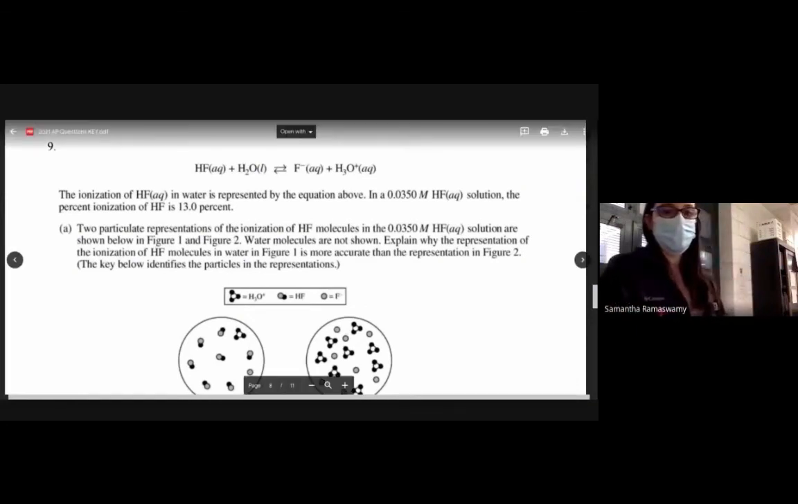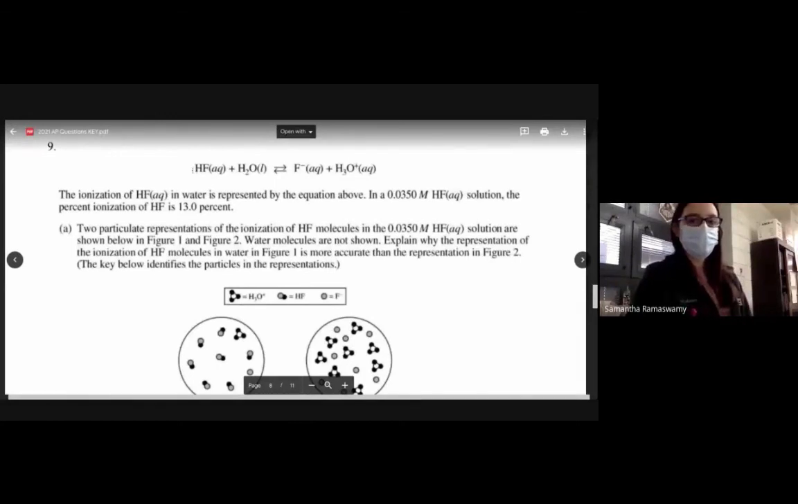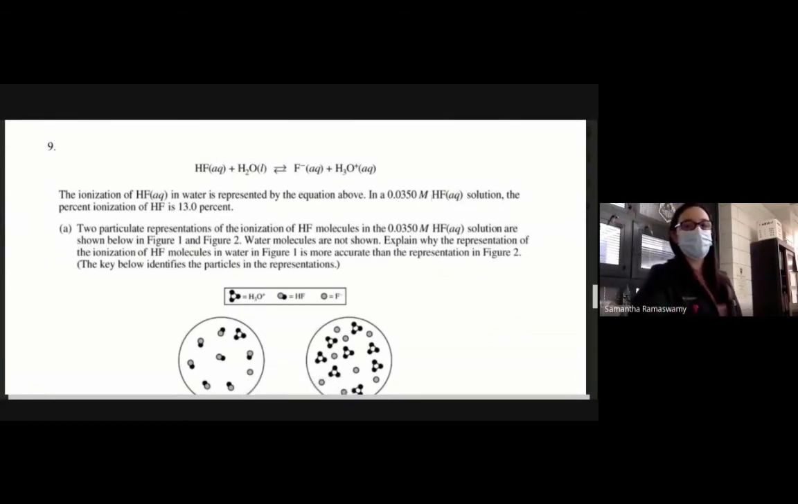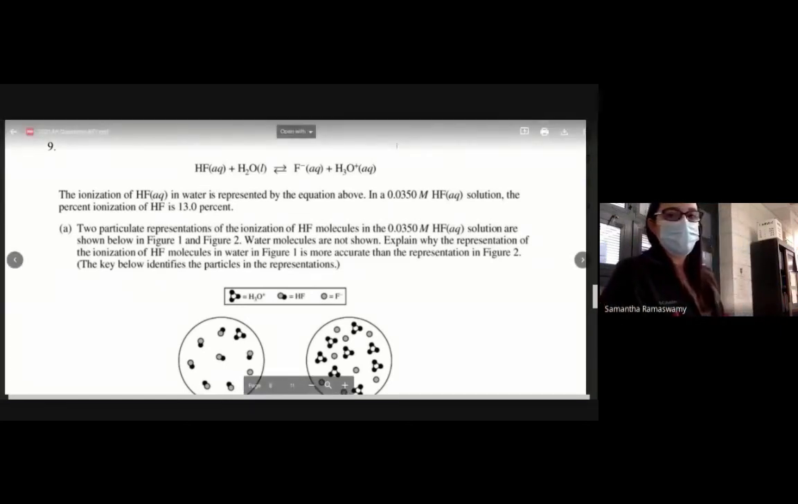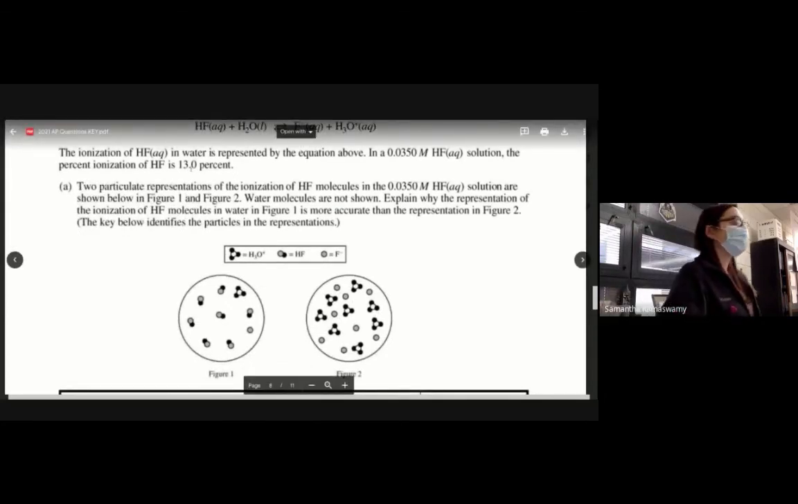So this question, number 9, was from the 2018 test. It says the ionization of HF is represented by this equation above. In a 0.035 molar HF solution, the percent ionization is 13%. HF is a weak acid. Always label everything. Label that this is a weak acid, because it exists at equilibrium. It ionizes a decent amount for a weak acid, but it's still weak.